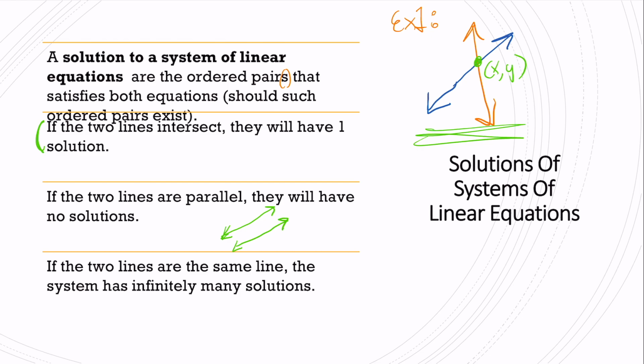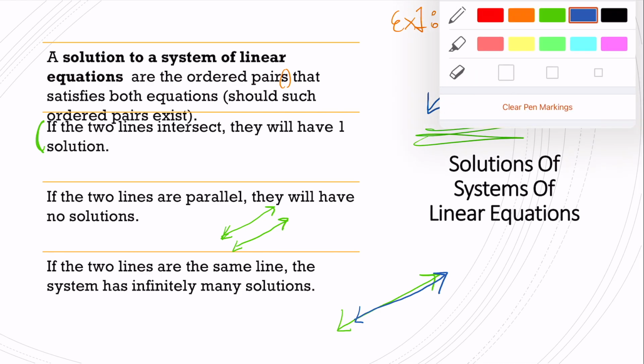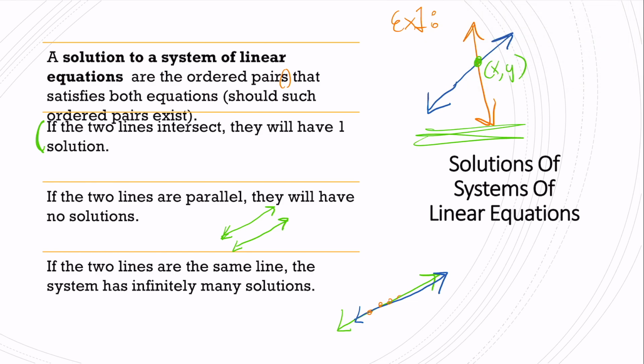And if two lines are the exact same line, meaning I'm given an equation for the exact same line, those are not touching each other. They're the same line. So that means that every single point on the line is a solution. So there are infinitely many solutions, specifically every single ordered pair, however many of them there are, which are infinitely many of them on that line.